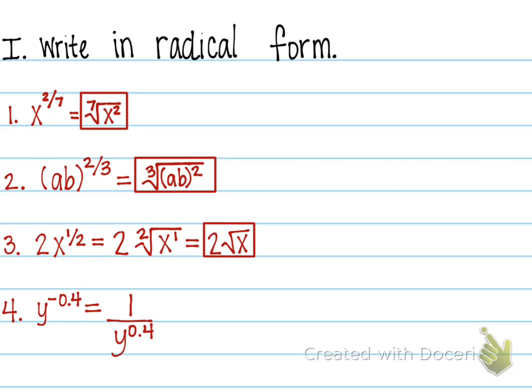So we've been looking at rational exponents, and right now we have a decimal. So if we change that 4/10 into a fraction, we get 1 over y to the 2/5. Now we can put it in radical form. On the top, we have a 2. That's going to be our exponent, and on the bottom we have a 5, so that's going to be our index. So we have 1 over the 5th root of y squared.